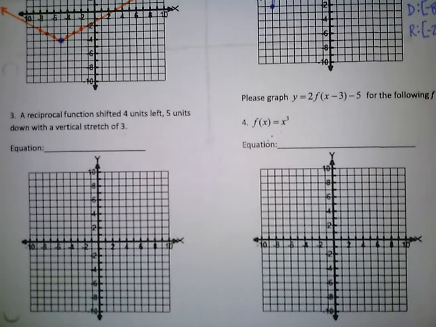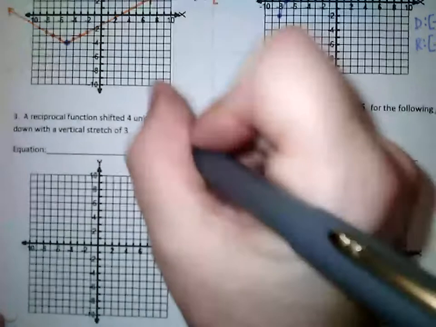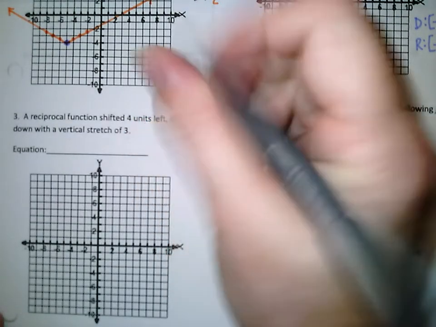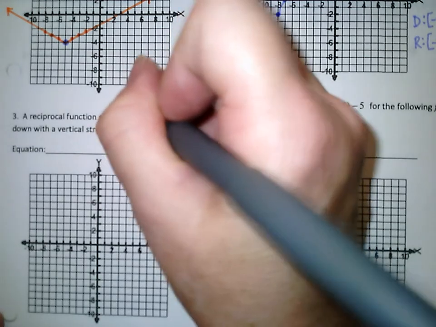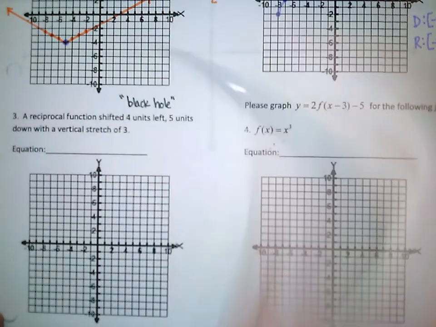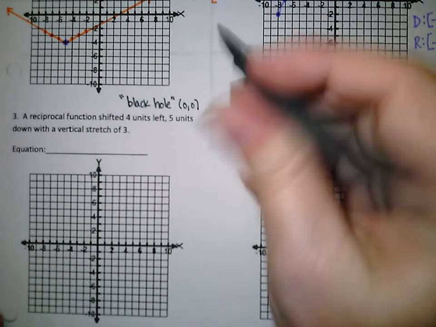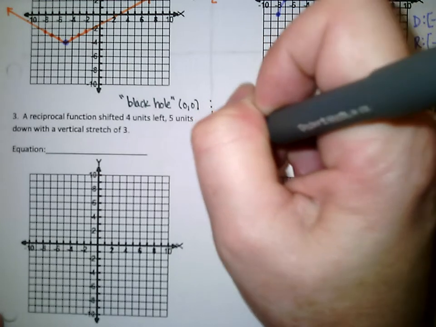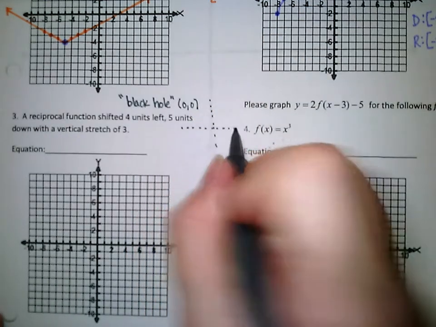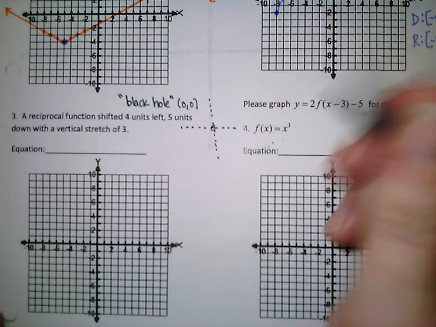A reciprocal function. Reciprocal functions are the ones that have like a black hole at 0, 0. So that's not a vertex. It's not really a start point. It's where we get the vertical and horizontal asymptotes. So that's normally at 0, 0. And then we have vertical and horizontal asymptotes coming out of it. So that's not really a point that's on the graph.